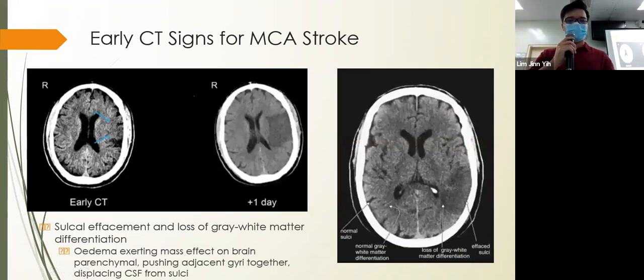Okay. Sulcal effacement and also loss of gray-white matter differentiation, as you can see here and also here. This is because in infarction, there will be mass effect pushing on your brain parenchyma. So all that CSF will be displaced from the sulcus.